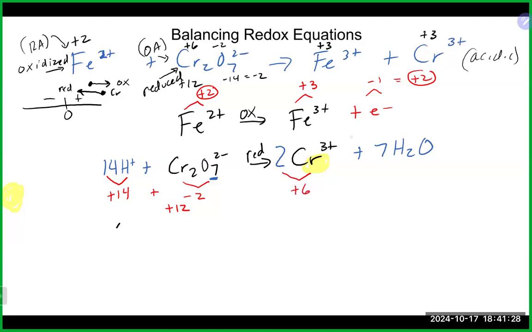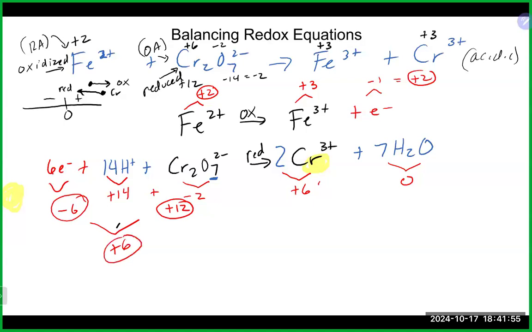+6, right? 2 times +3. The water is going to contribute 0, right? It's neutral. Which side needs the electrons here? The left-hand side needs the electrons, right? How many electrons does it need? It needs 6 electrons, right? 6 electrons will give me a -6. -6 and +12 yields me a +6 that matches the +6 I got going on the right-hand side.